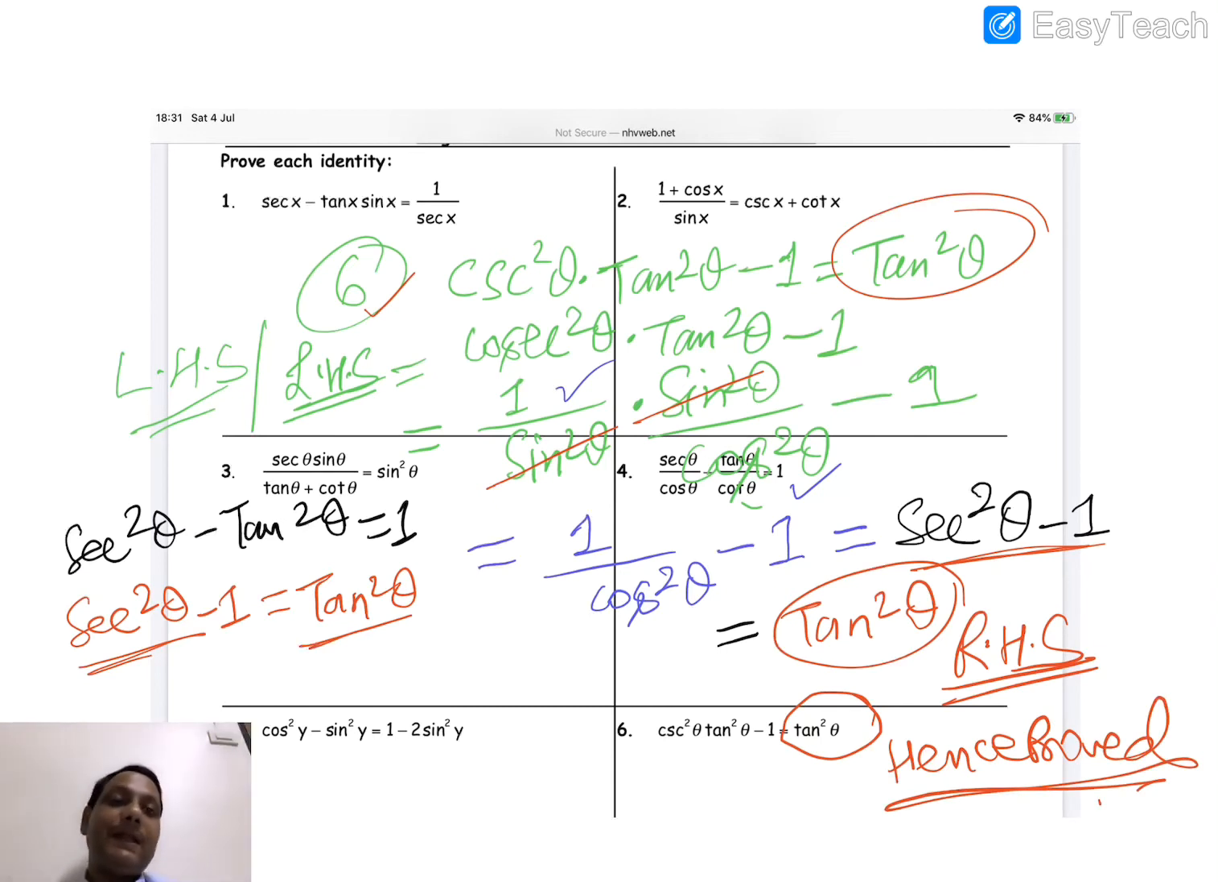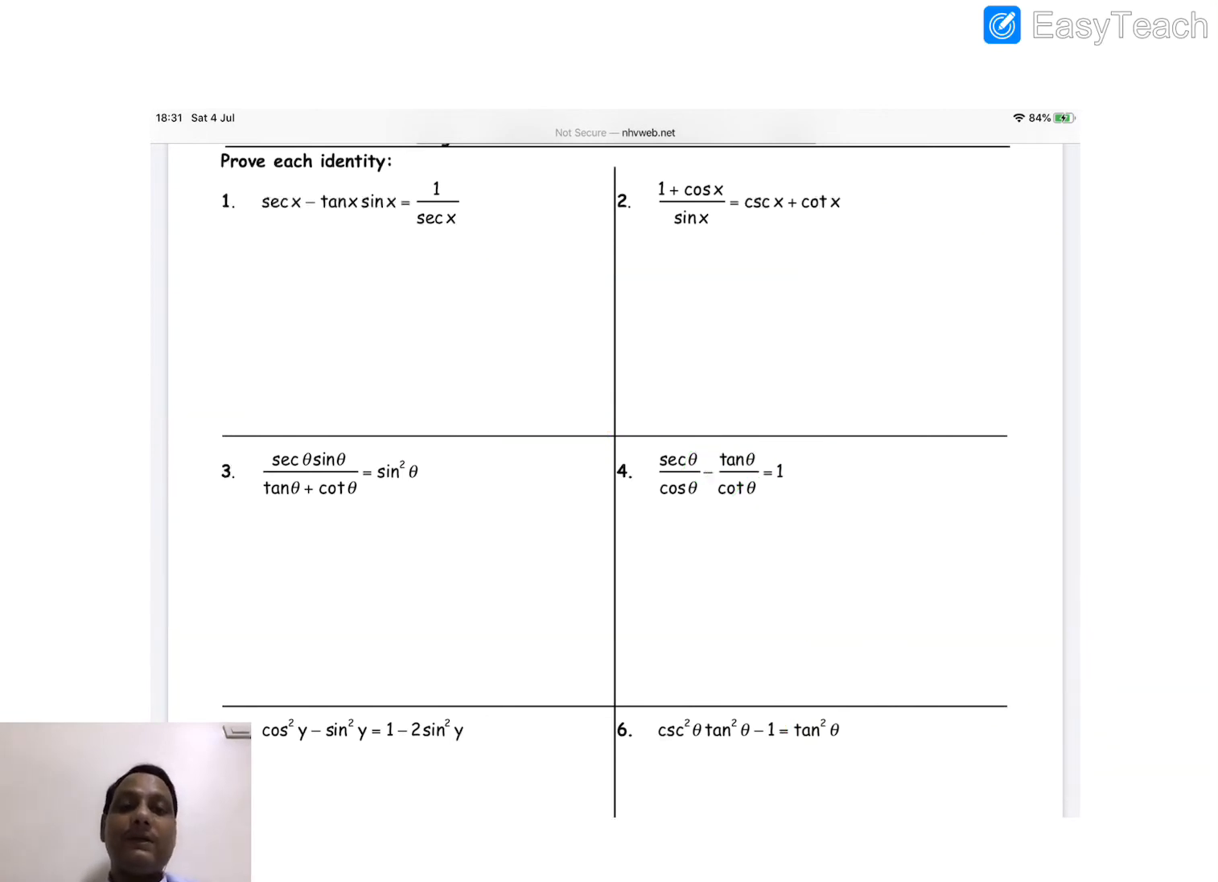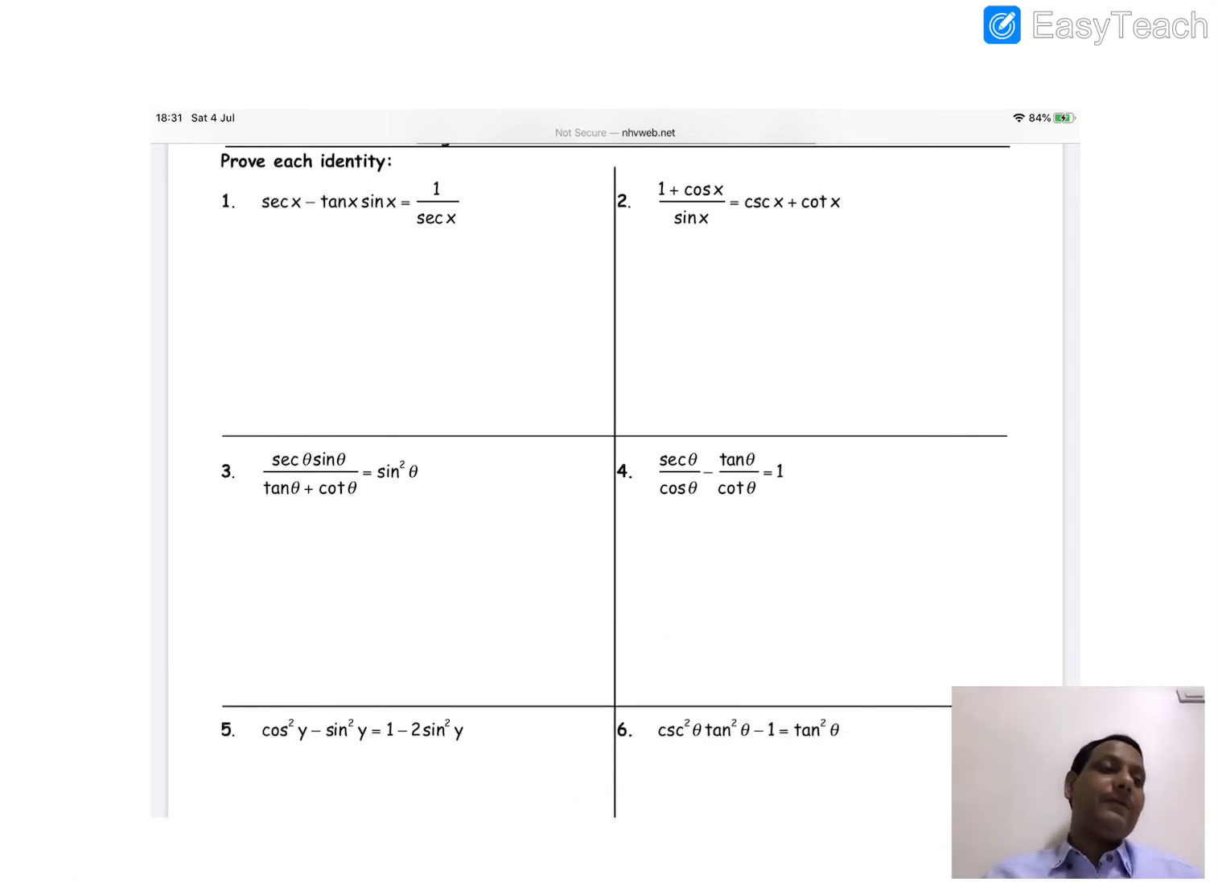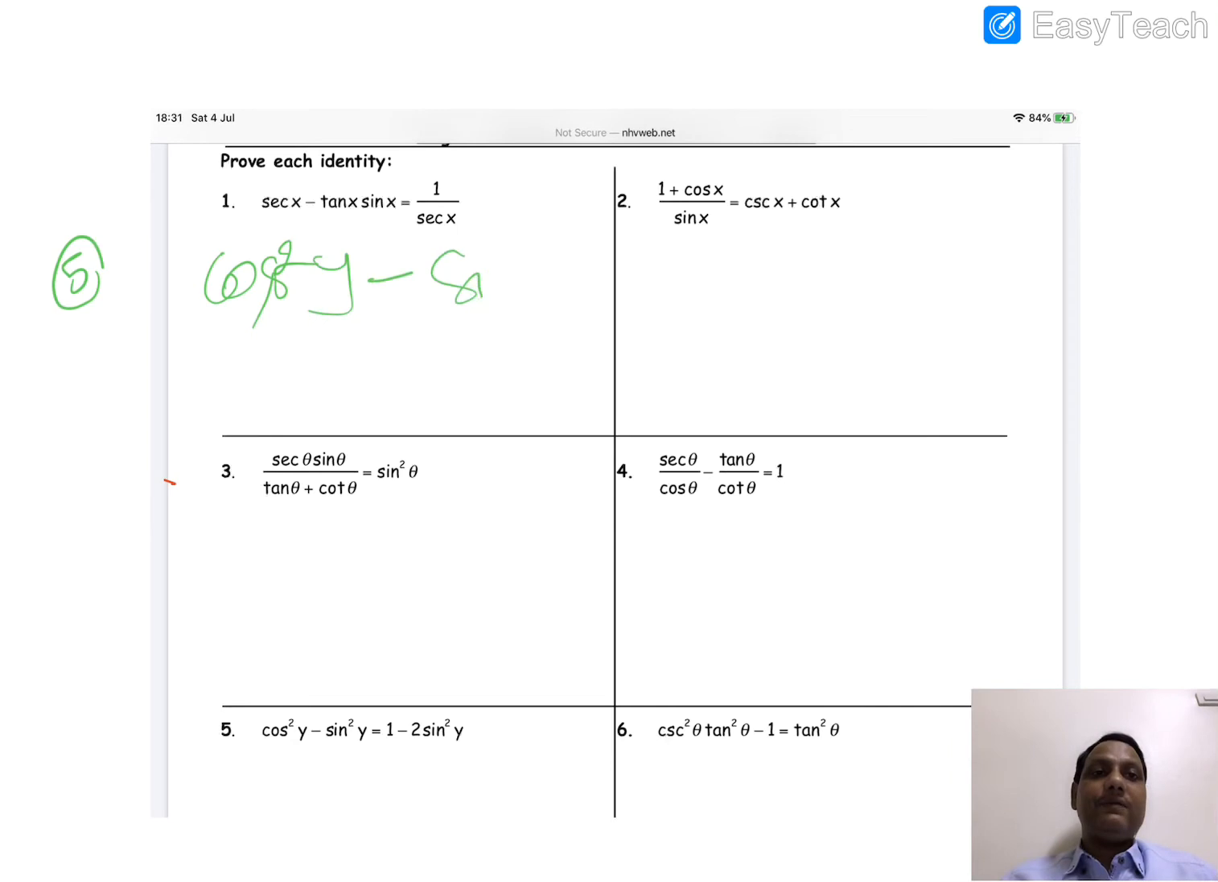Then only one question left, that is question number 5. I'm going to prove that also, and after that we are going to talk a little bit about what is there and how to work it out. So here you see question number 5, I'm going to do for you all: cos square y minus sine square y is equal to 1 minus 2 sine square y.